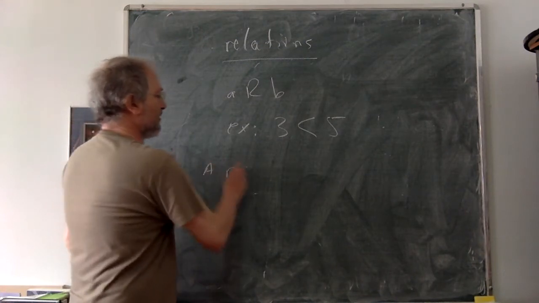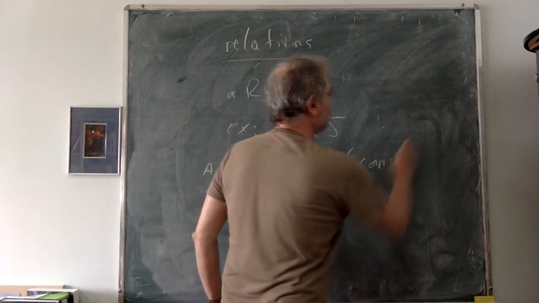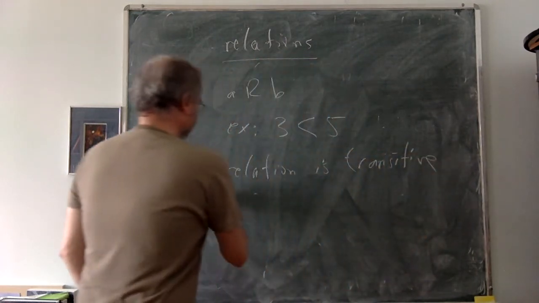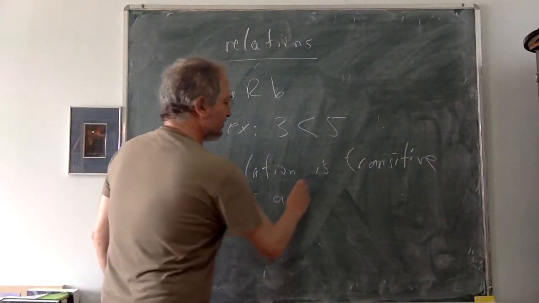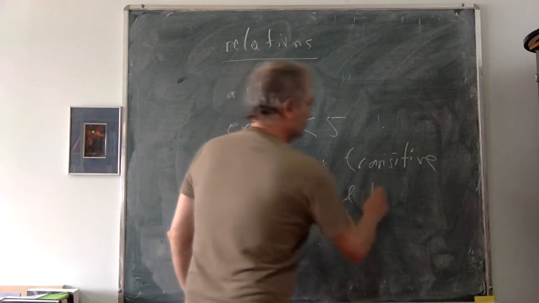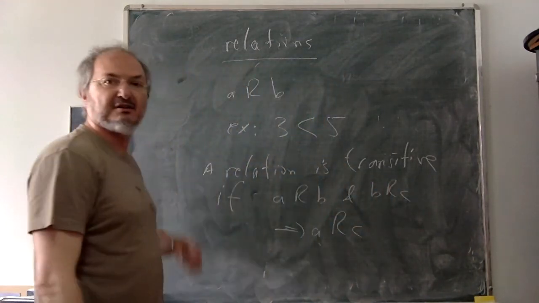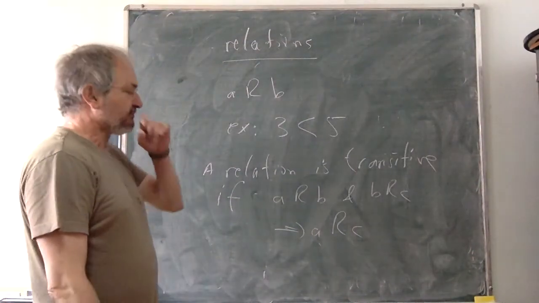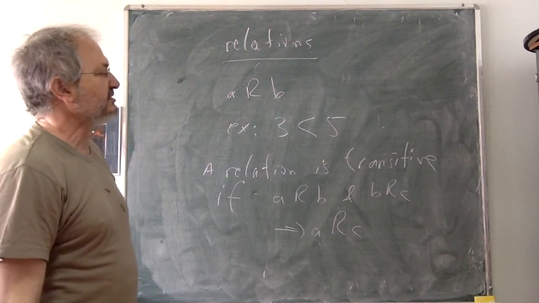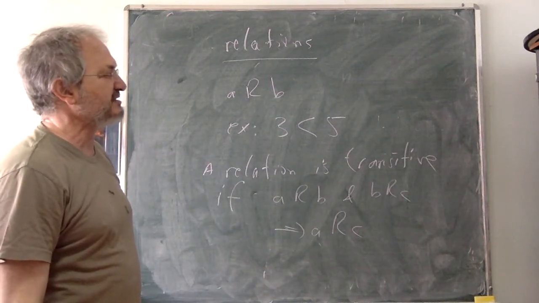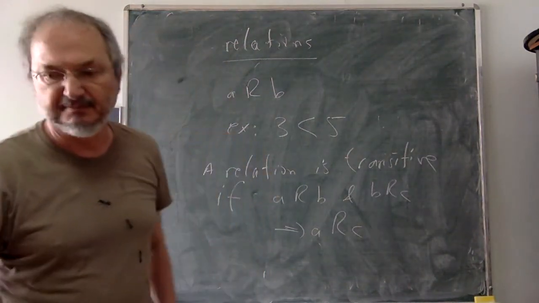A relation is transitive if A relates to B and B relates to C, then it follows that A relates to C holds. So this is, for instance, transitive. If 3 is less than 5 and 5 is less than 8, then 3 is less than 8. Okay?